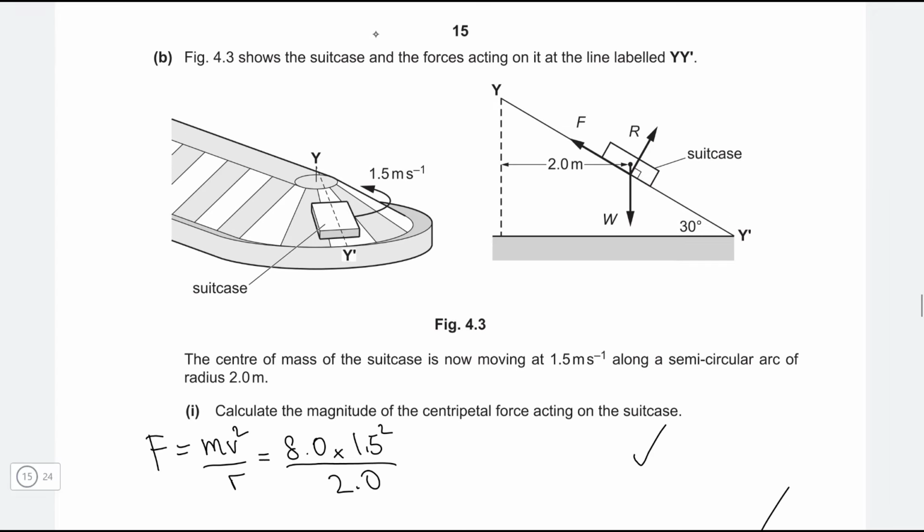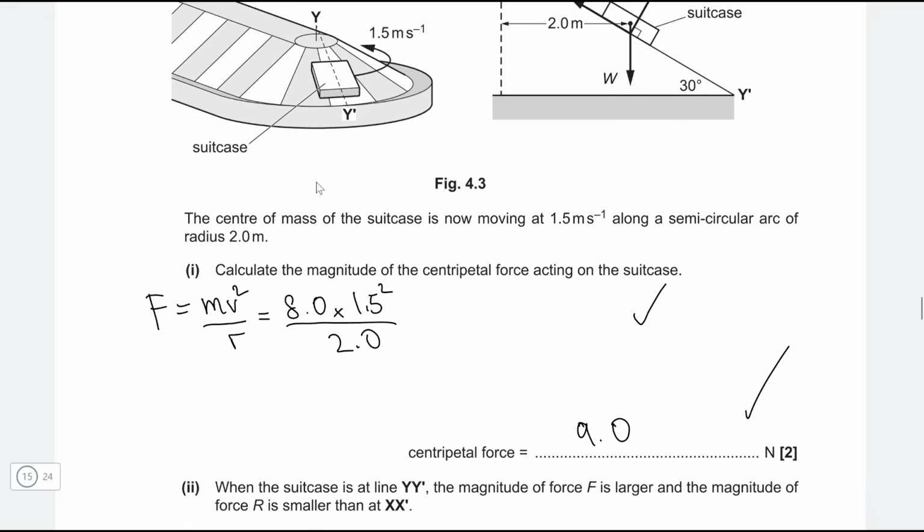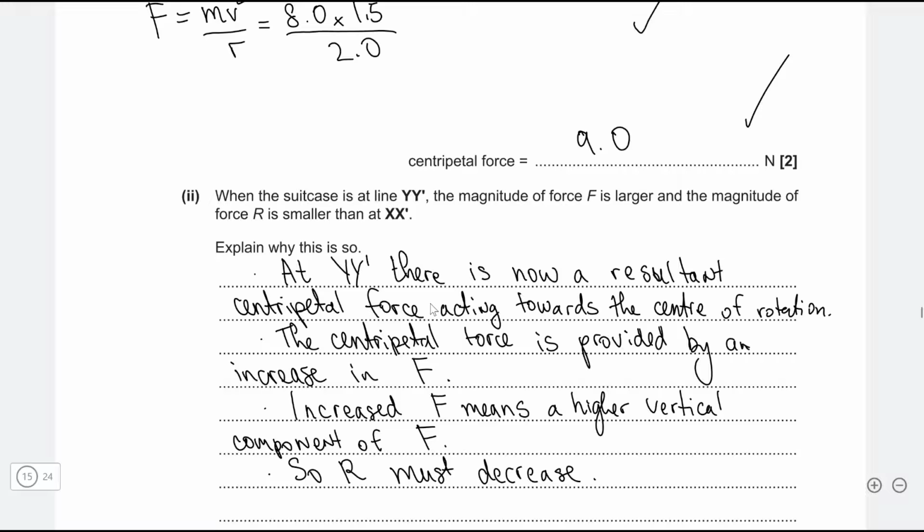When the suitcase actually starts turning, then there now has to be a centripetal force acting, and that centripetal force will be acting towards the center of rotation. Well, that will now be our resultant force. And that centripetal force can only be provided by an increase in the frictional force. So it's a component of the frictional force that is actually causing this to turn. Now, an increased frictional force will mean a higher vertical component of F.